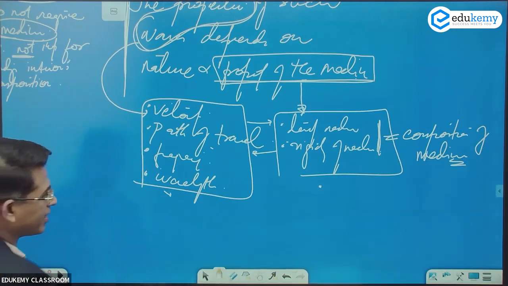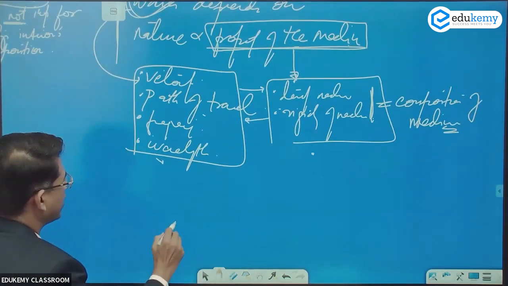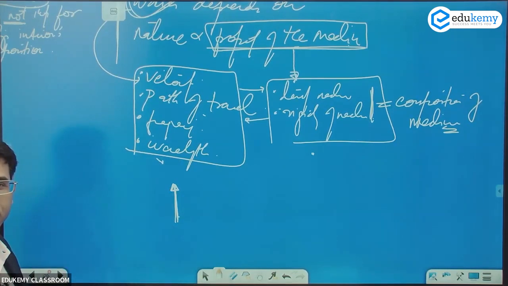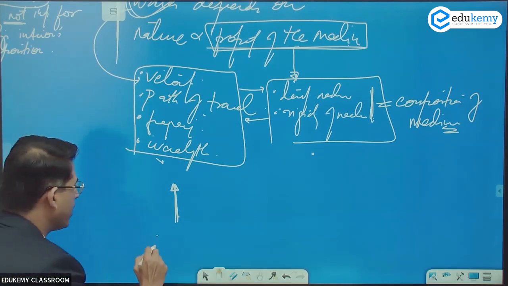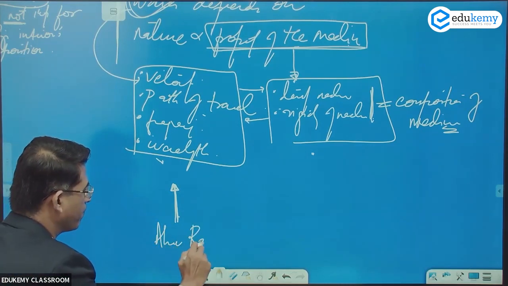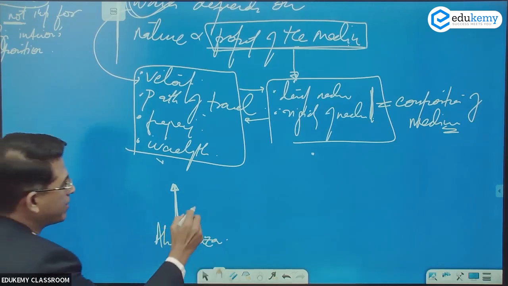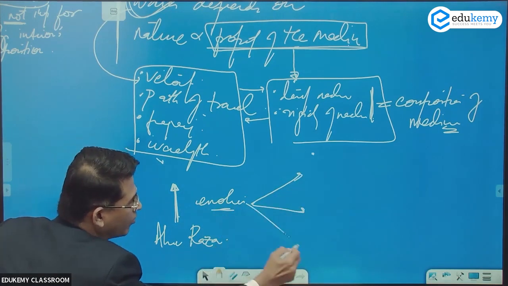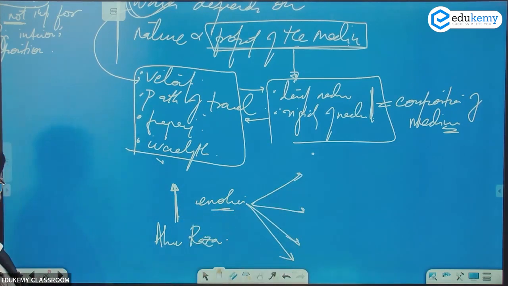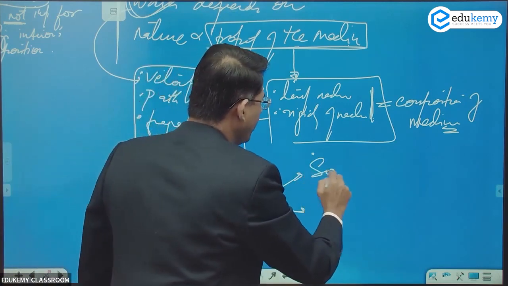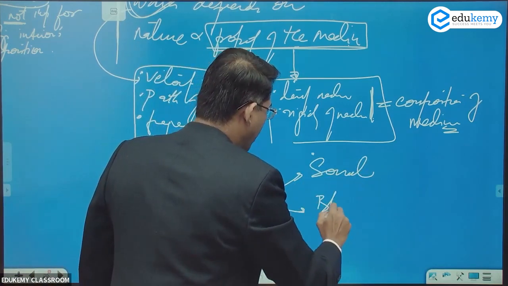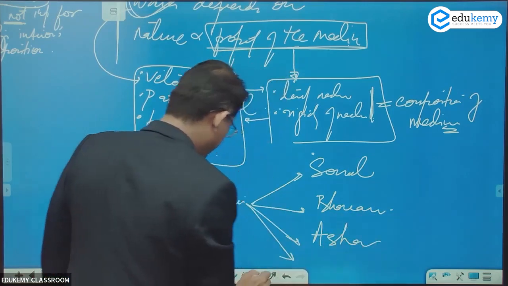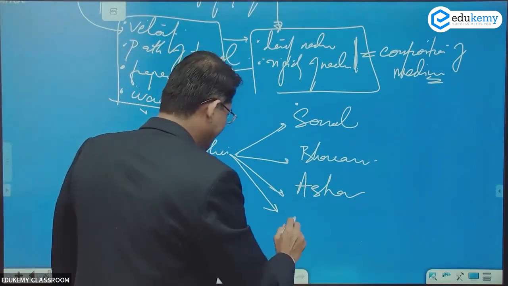Yes. So it's like this. Think of, okay, this person is probably Ahmad Raza. Ahmad Raza's emotions depend on who he is talking to. Is he talking to Sonal? Is he talking to Bhavana? Is he talking to Asha? Is he talking to Meenal?